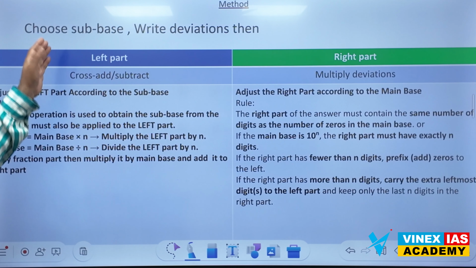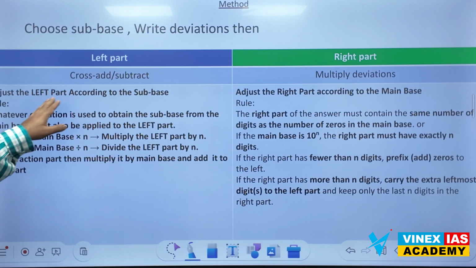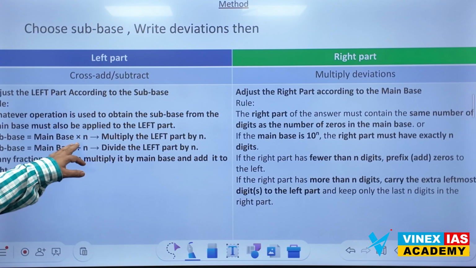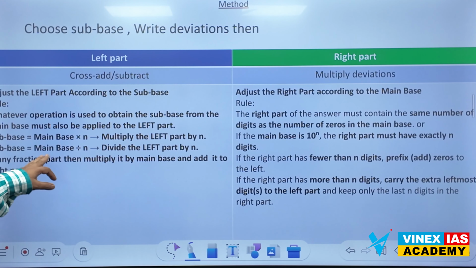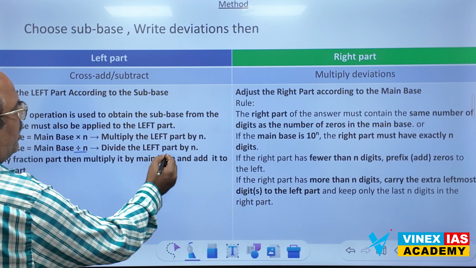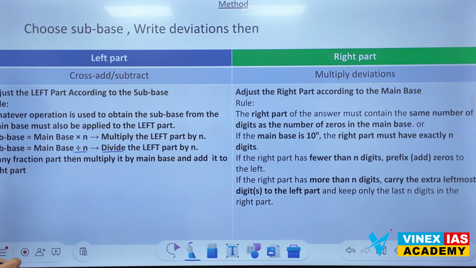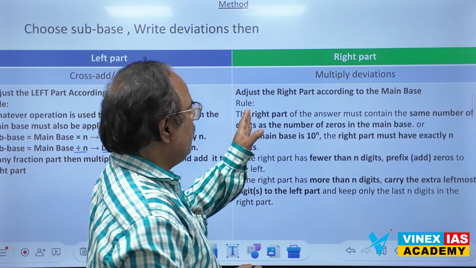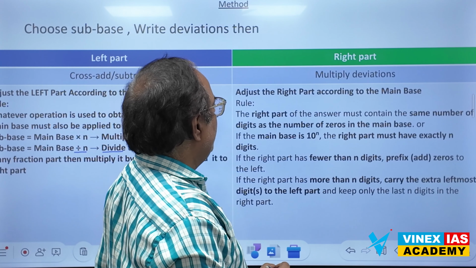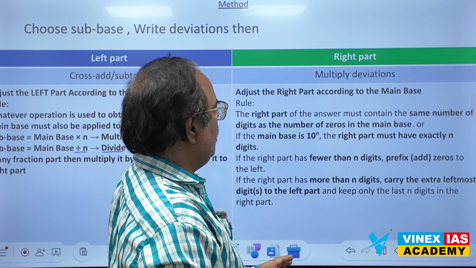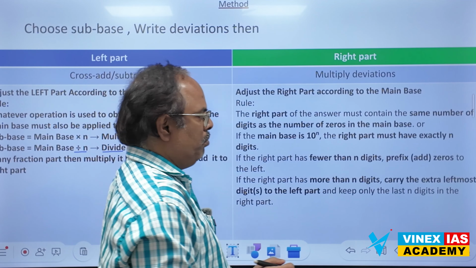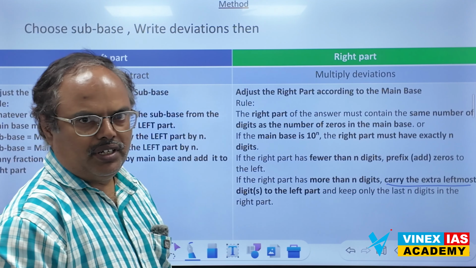Let's see again. Left part, we have to cross or add or subtract. Adjust left part according to the sub base. Whatever operation is used to obtain sub base from the main base must also be applied to the left part. If sub base is main base into n, multiply left part by n. If sub base is main base divided by n, divide left part by n. If there is any fraction part, multiply it by main base and add it to the right part. Right part, what you have to do? Adjust the right part according to the main base. If our main base is 10 power n, we have to maintain n digits on the right side and the remaining should be carried to the leftmost. So this is our final procedure.